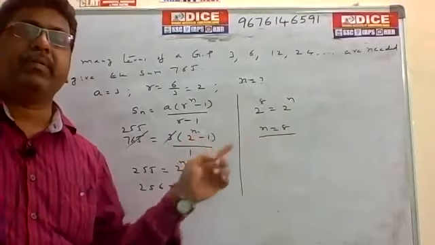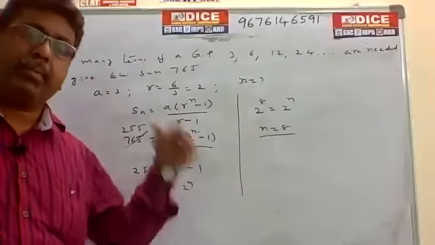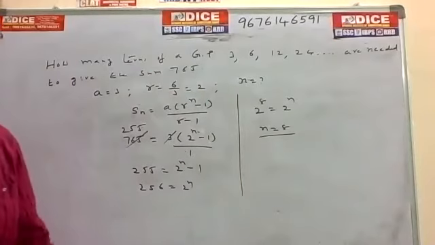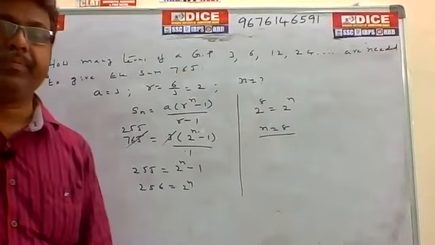The bases are equal, so we equate the powers. So this is nothing but the previous problem only. In the previous problem, n is equal to 8. Now the sum becomes 765. Previous problem only.